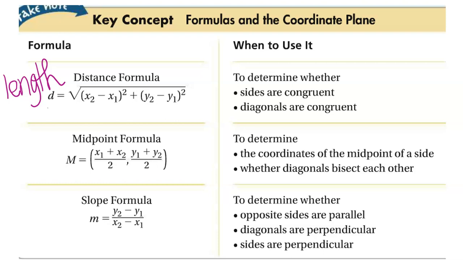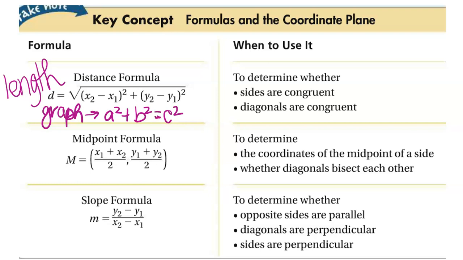Remember, on a graph, you're usually not going to use the distance formula. You usually use the Pythagorean theorem, so a squared plus b squared equals c squared. They are exactly the same thing. So I'm going to show you a couple of those today.